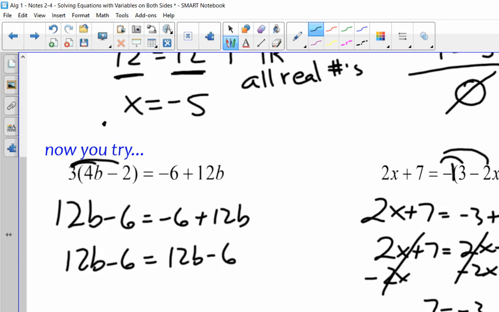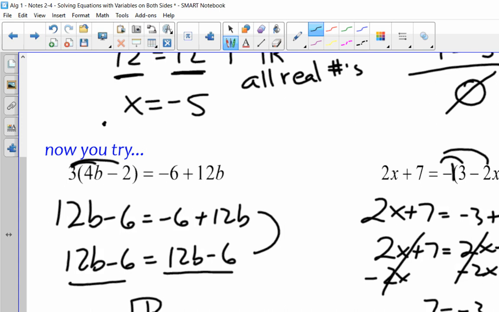Okay, so a little thing here in the first one, I flipped these around. You'll notice I flipped the order. I have the same exact thing on both sides. So no matter if I subtracted the 12b or I added the 6, I'm still going to get the same thing on both sides. So if I'm getting the same thing on both sides, it's true. The answer is all real numbers.